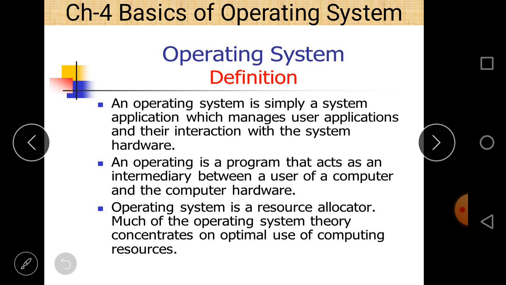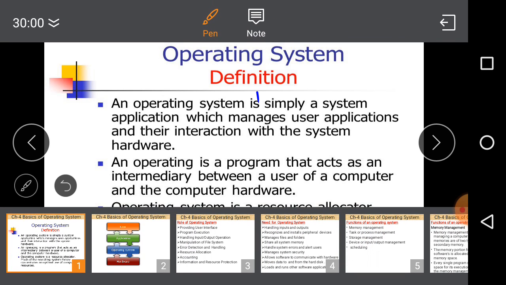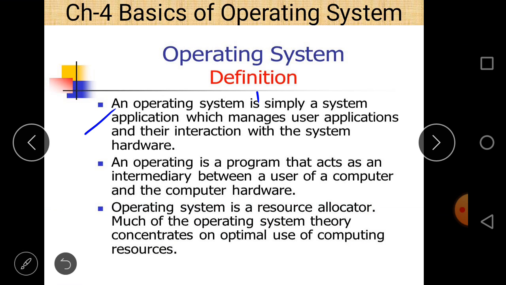First point is, an operating system is simply a system software. It is a systems application which manages user applications and their interaction with the system hardware. Second point is, an operating system is a program that acts as an intermediary between a user and the computer hardware. And third point, operating system is a resource allocator. It means it provides resources to different parts of a computer system. Much of the operating system theory concentrates on optimal use of the computing resources.